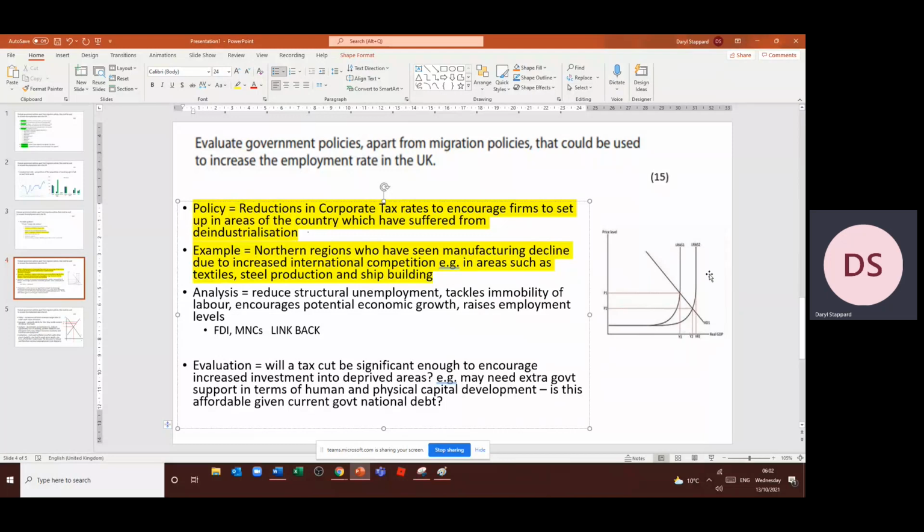Now, clearly, if you raise the output of the economy, there'll be a growing need for workers, which would boost employment levels across the economy. So look what I've done, everyone, in my analysis. I've linked it back to how it could reduce structural unemployment.